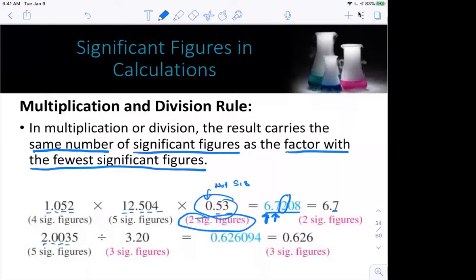Here I have 5 significant figures. These are captured zeros, so they are going to be significant. This is a 0 after the decimal place, so that's also significant. So I have 5 sig figs versus 3. I need to report 3. This is what I get in my calculator. If I look at 1, 2, 3, I'm going to use this 0 to round. Because it's less than 5, it's going to stay 0.626.